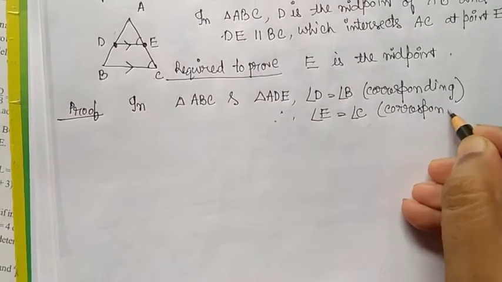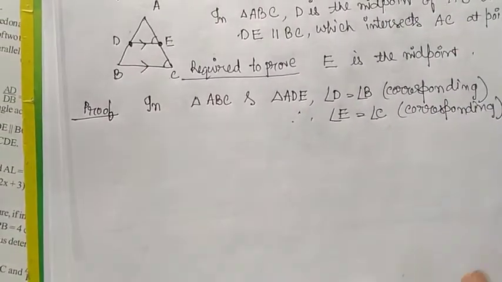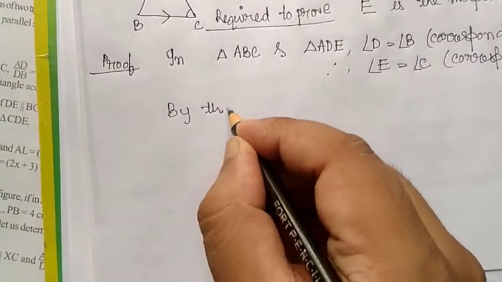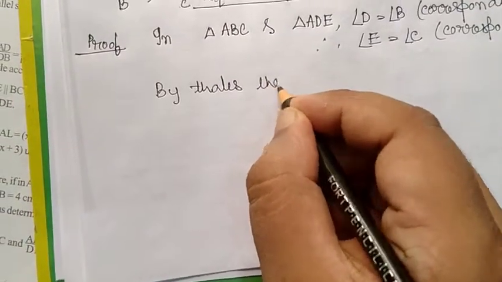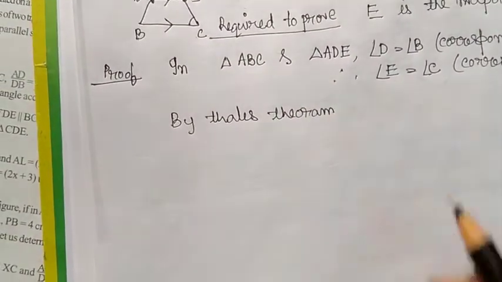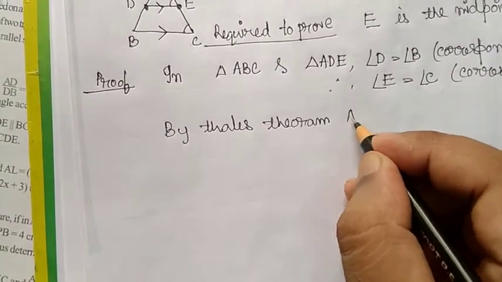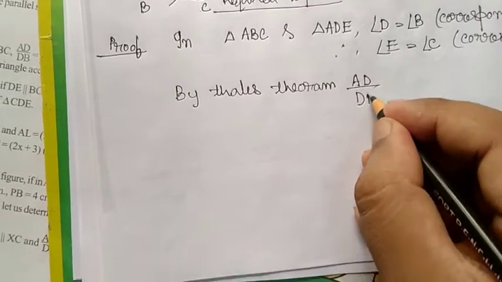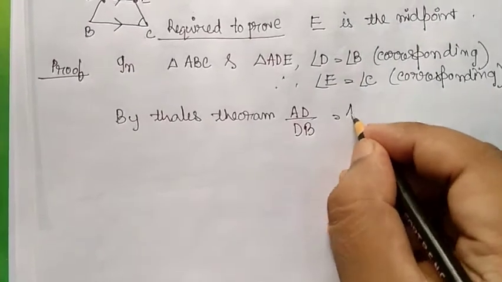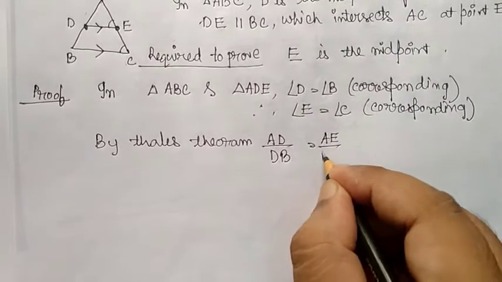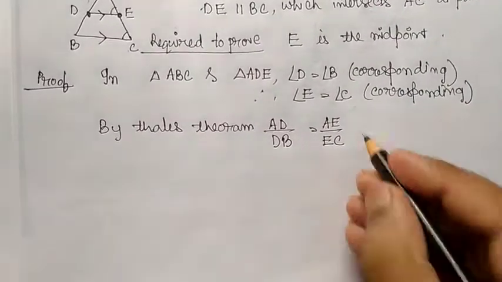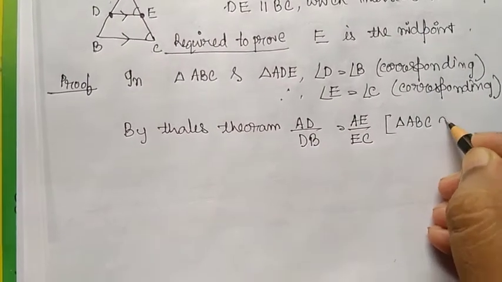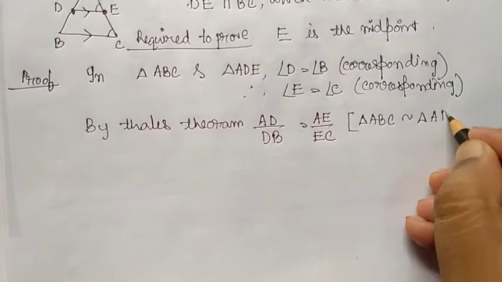Therefore we can say that by Thales theorem, AD by DB equal to AE by EC, as triangle ABC is similar to triangle ADE.